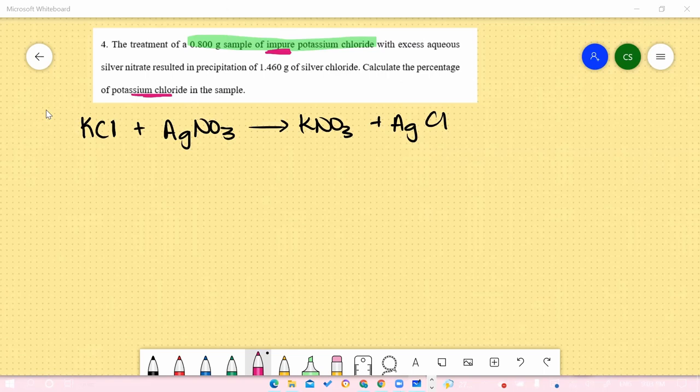So we reacted the sample with excess silver nitrate, and we would get potassium nitrate and silver chloride. As I was saying earlier, based on the law of proportions, whatever mass you get on the reactant side would be equal to the mass on the product side. So whatever chloride ions you get on the left, you would have to get that amount of chloride ions on the right, assuming all the chloride ions reacted. That's why silver nitrate is in excess, because they're hoping all of them would react.